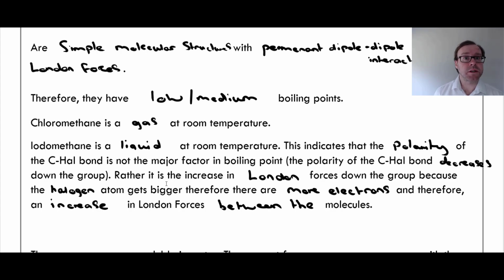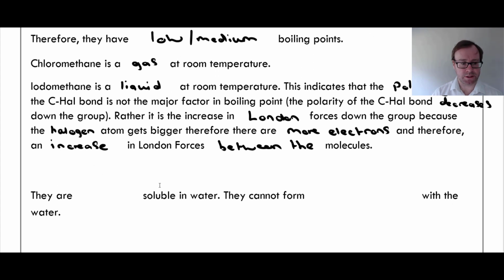Exactly the same reason as why boiling points increase with carbon chain length with alkanes as well. So if we have a longer carbon chain length of haloalkanes, we're increasing the number of electrons, we're increasing the surface contact, we're increasing the intermolecular forces, therefore we will increase the boiling and melting points.